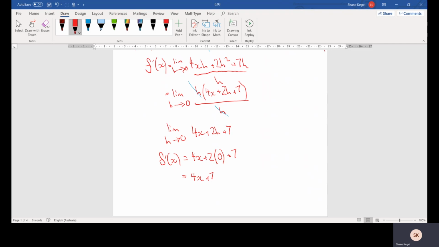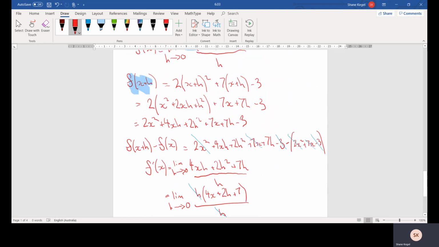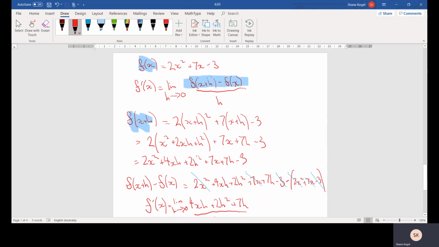So what I've found here is my gradient function, so I can find the gradient at any x value. So let's say I was asked to find the gradient when x was 2. I'd use my gradient function where x is 2, sub 2 into my gradient function here. So 4 times 2 plus 7, that'll give me 8 plus 7 gives 15. So I can easily now find the gradient at any point of my original function by using differentiation from first principles, which we've done here.